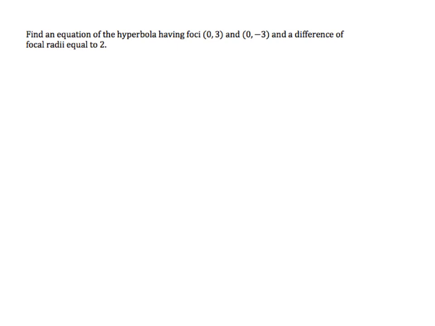Now we have a problem where they're giving us foci, and they're giving us the difference of focal radii, and we have to write the equation. So remember that the information from the foci gives us our c value, and so c in this case is 3. The difference of focal radii is 2, so that actually gives us our a value. Remember that 2a is equal to the difference of focal radii, in this case 2. So a is 1. Now we can find b.